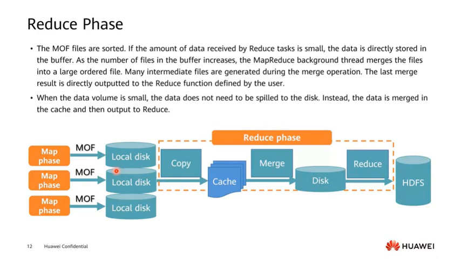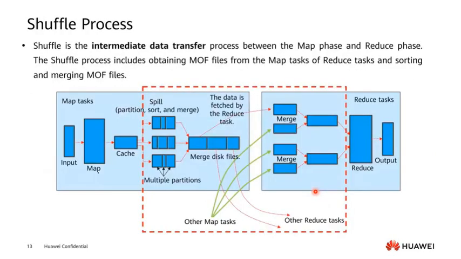The reduce step is also determined by the user-defined reduce function. From this figure, you may wonder about the few steps before reduce, like copy and merge. What does that mean? Actually, we call some steps between the process of map and reduce the shuffle. The shuffle process includes obtaining MOF files from the map tasks by reduce tasks, sorting and merging MOF files.